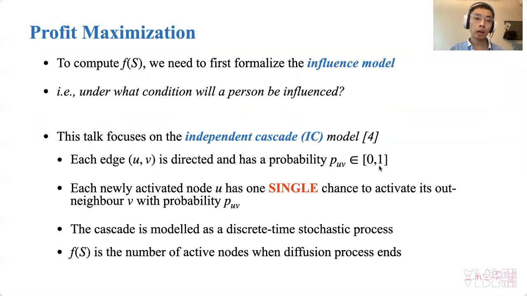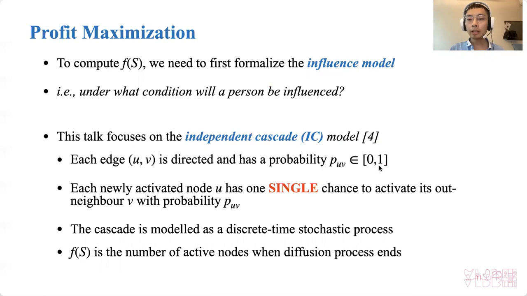We now extend our greedy to address the profit maximization problem, where the precise value of F(S) for any set S is unknown, and can only be approximated with sampling. So to calculate F(S), we first need to formalize the influence model. This talk focuses on the independent cascade model.